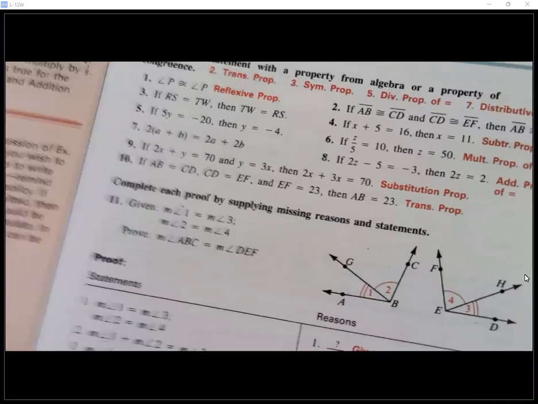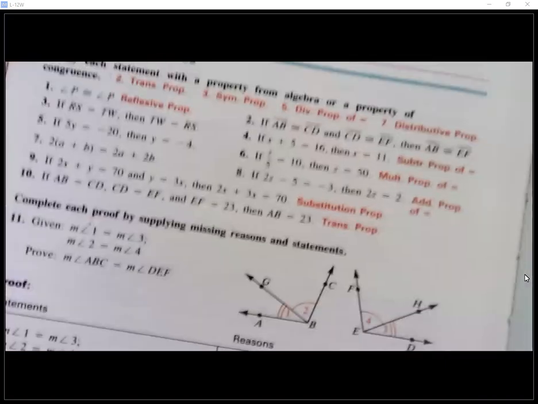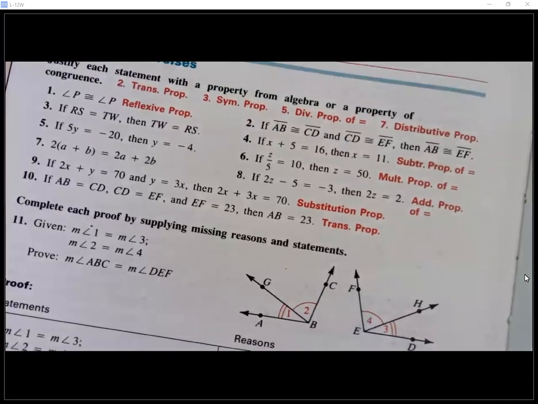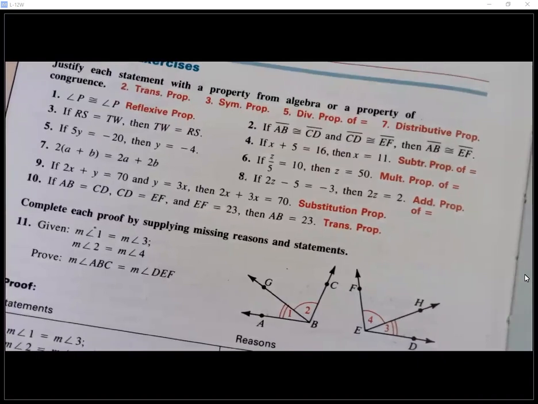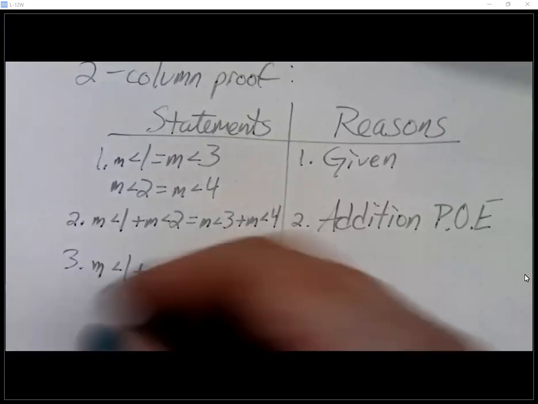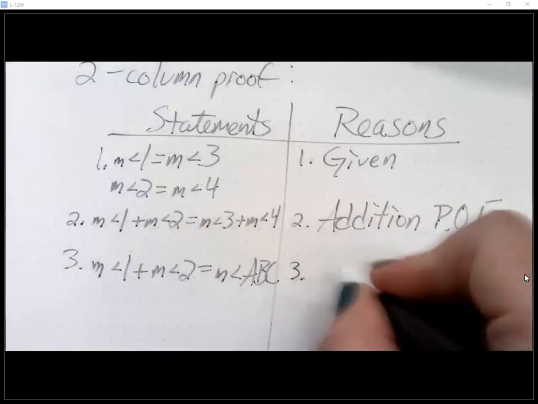Now, if you also notice on line 3, they didn't stop there though. They said the same thing about angles 3 and 4, adding up to this big angle. Since both of those things have the exact same reason, you can write them together on one line. I wouldn't have to do a line for angle ABC and another line for FED. You can put them together. So that's what they've done. Okay, so the reason is the angle addition.